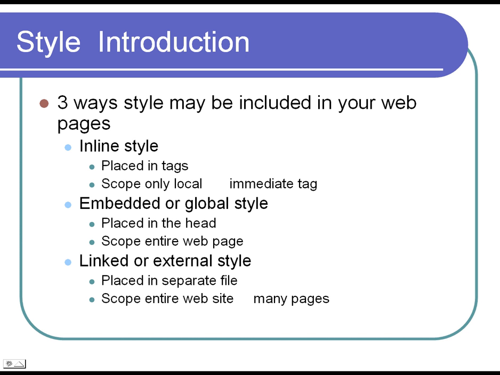And finally, the linked or external style, which is considered cascading style sheets, placed in a separate file. The scope is the entire website. So for example, if you have many pages in the website, you can link them all to these external style sheets, and they will affect all of them. The style will be consistent across all of your style sheets.